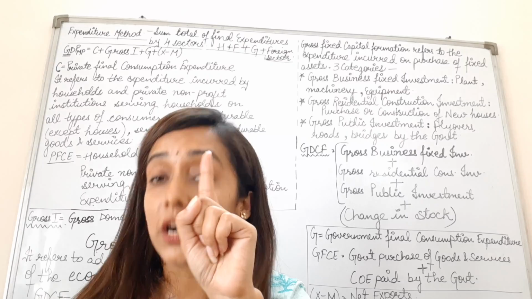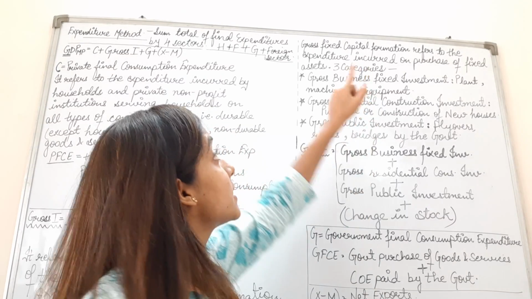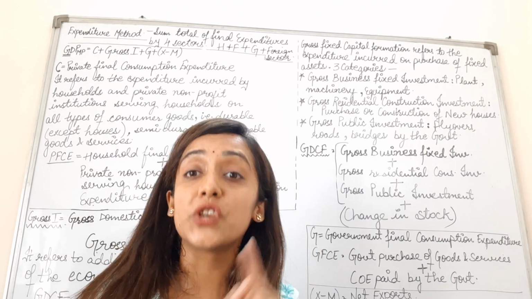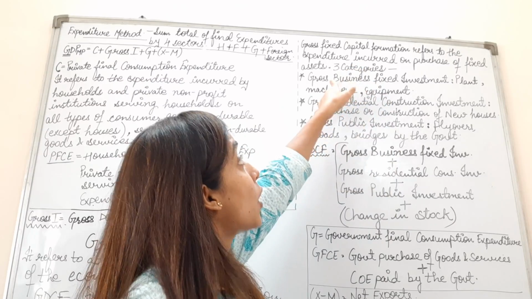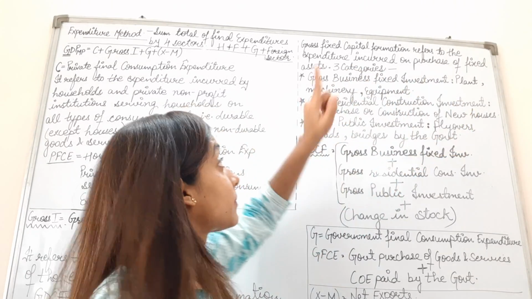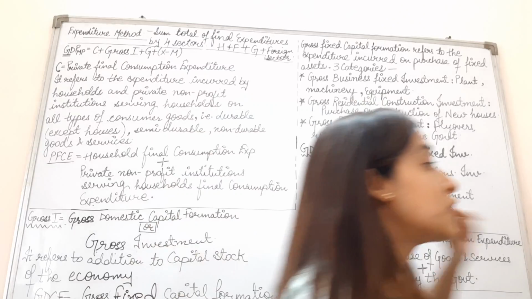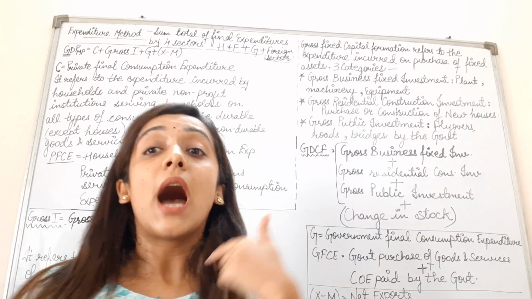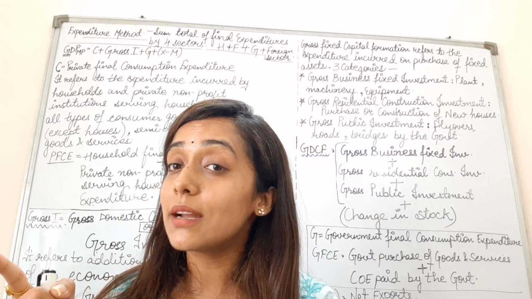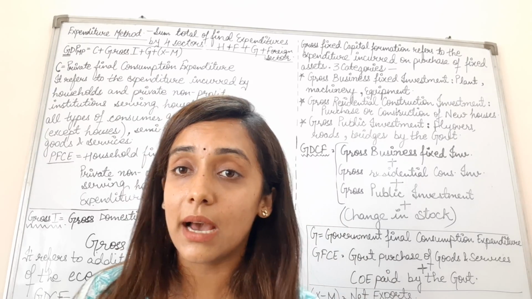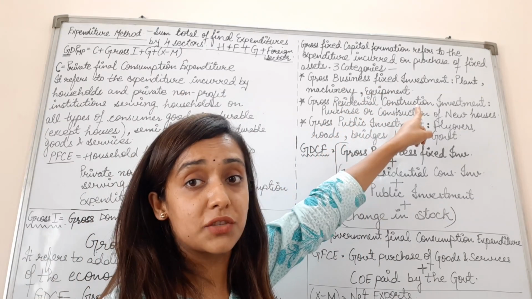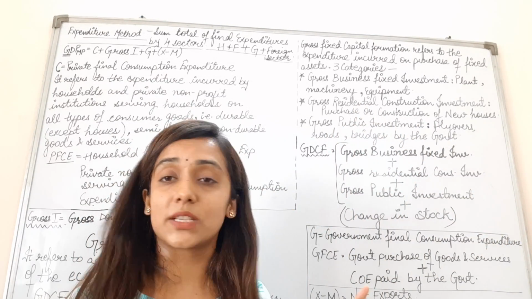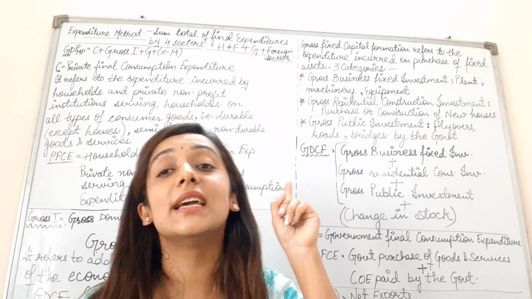So, gross fixed capital formation refers to expenditure incurred on purchase of fixed asset. Businessmen, that is firm sector, no? What investment does the firm sector make? Gross business fixed investment: plant, land, building, machinery, equipment. So, this is gross business fixed investment. Gross residential construction investment. Now, what is gross residential? Household sector. On what do they invest? If they are building their own residence, their own house, that is gross residential construction investment. Third, gross public investment. Whatever investment the government makes, for flyovers, for bridges, for dams.